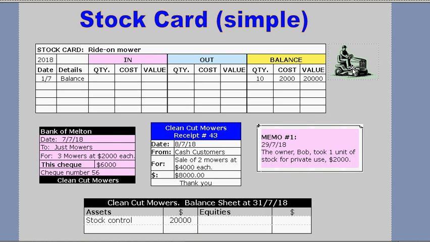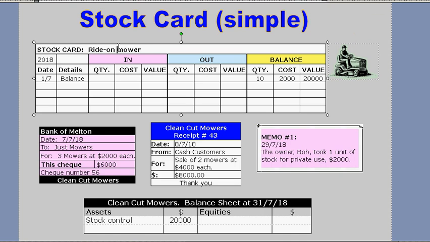Trading businesses buy and sell stock, and they record the movement of that stock in and out of their business by using a record called a stock card. For each type of stock that they trade with, they will hold a stock card. In this very simple business, they have one stock card because they only have one type of stock that is traded. It's a ride-on mower.